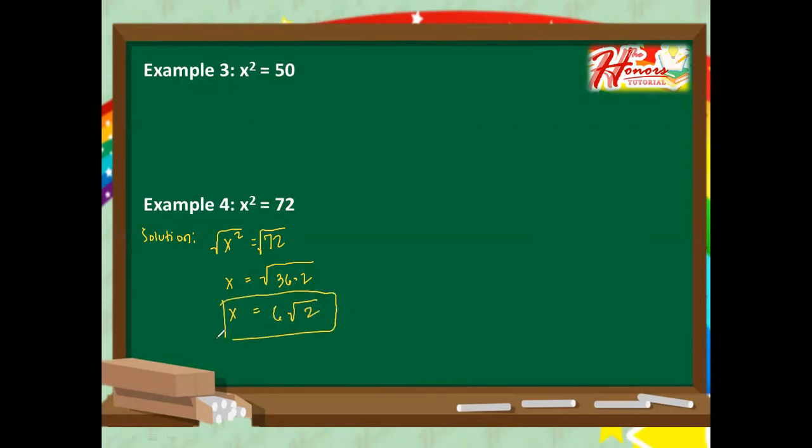So as you can see here, having different factors will result in the same answers. But it is your choice to have the greatest perfect square number to factor for you not to simplify again and again and again. So that's for this topic.